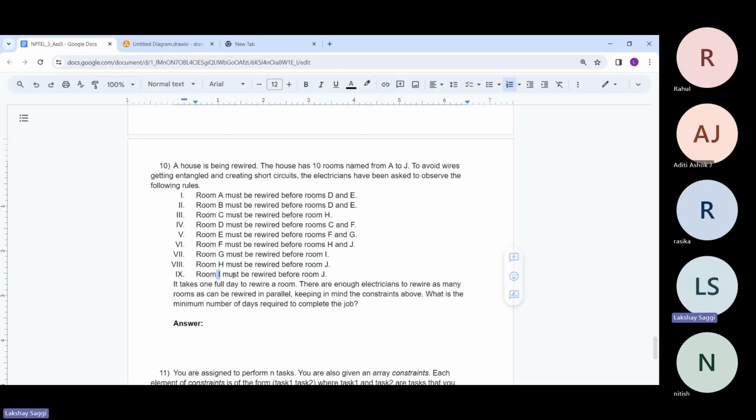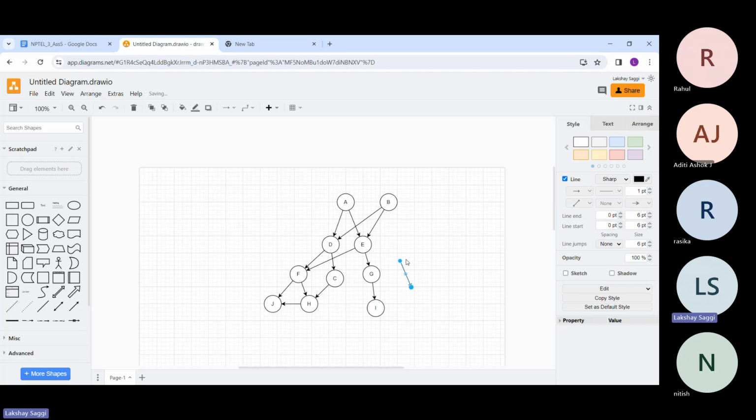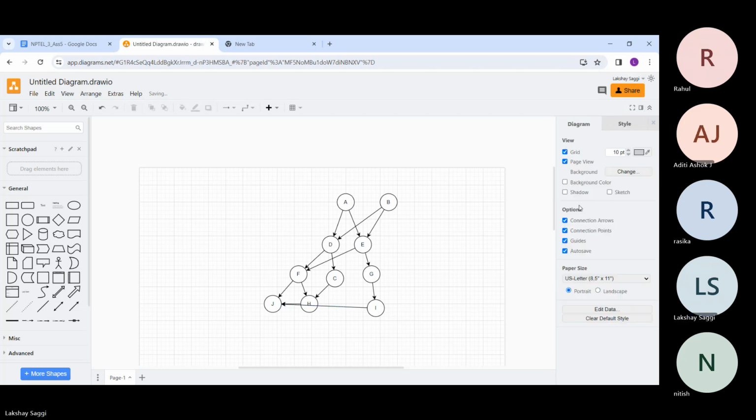Then the problem says that I must be rewired before J. So there will be an arrow from I to J as well. Maybe I should make this a curved arrow.